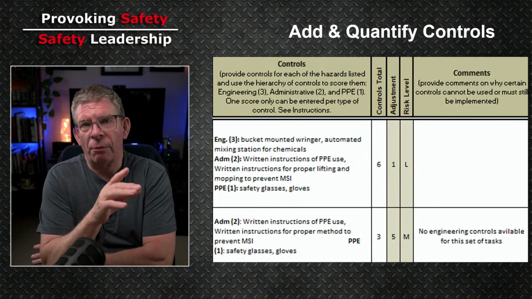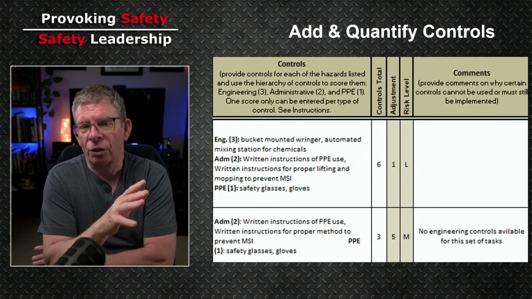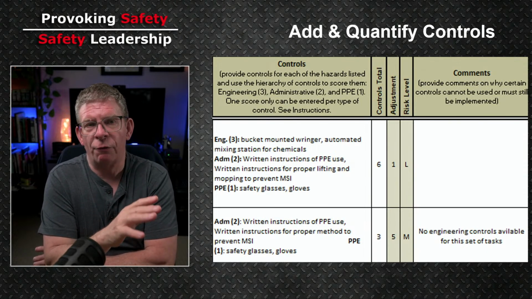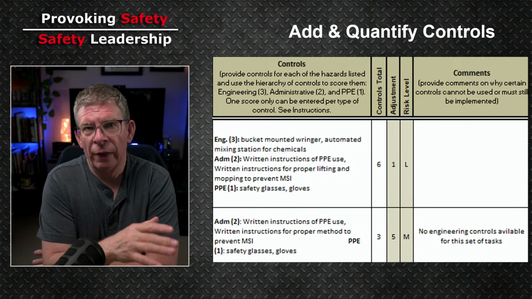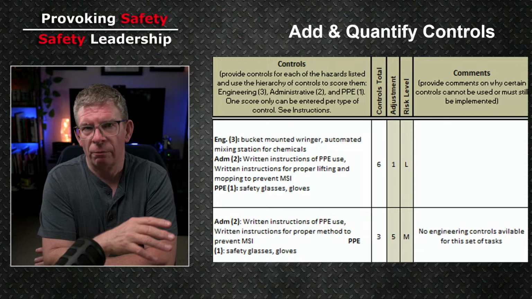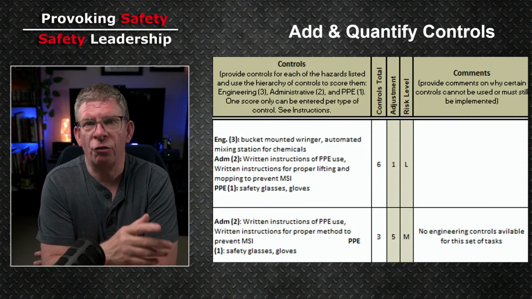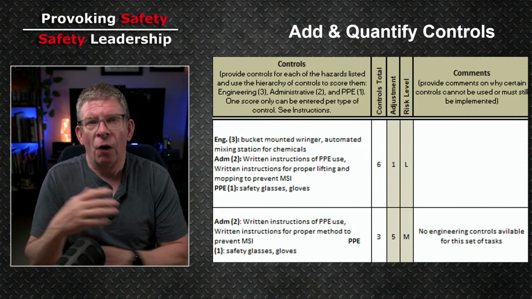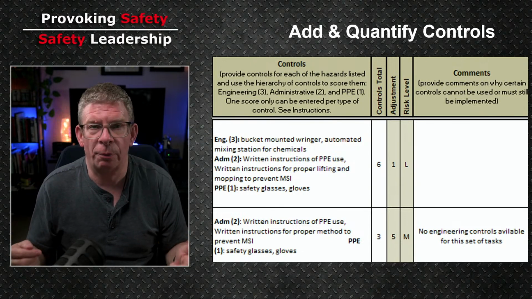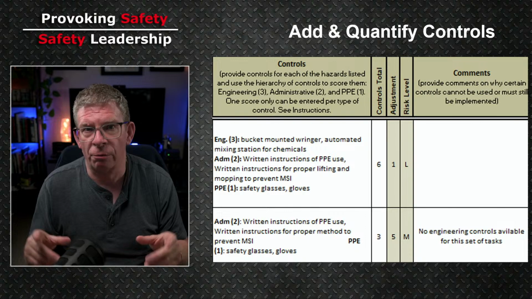So now the next thing we want to do is look at the controls. Now, things are a bit different here. This is where we stray from what we did last episode. In this case, the controls have a value. Engineering is 3, administrative is 2, and PPE is 1. Obviously, if you're substituting, you're going to do a whole new hazard assessment on that substitution, right?